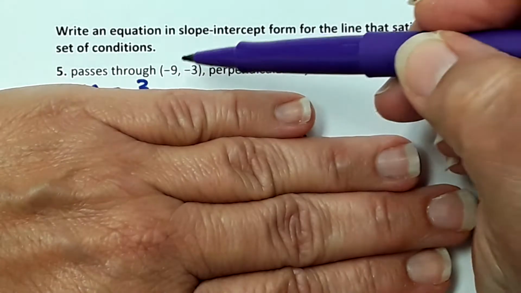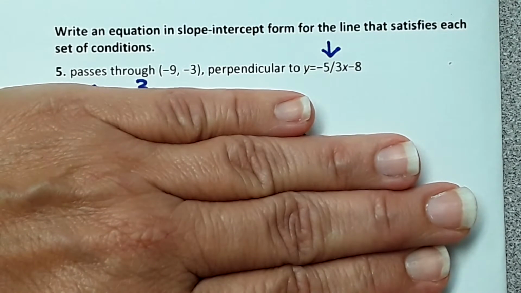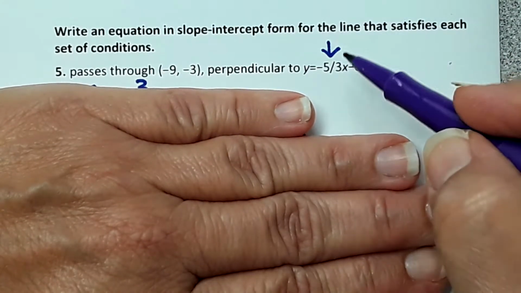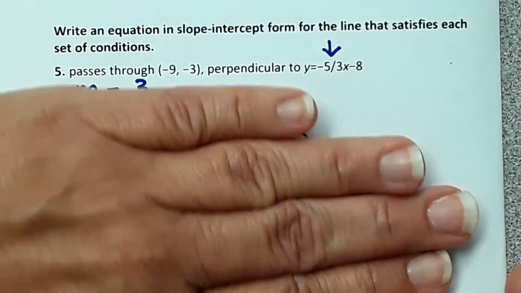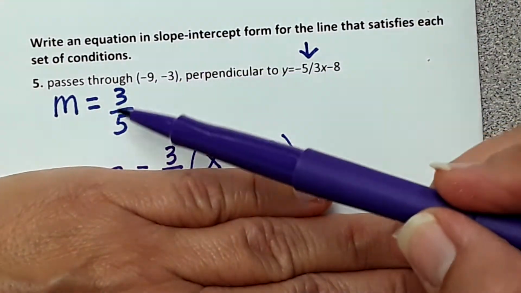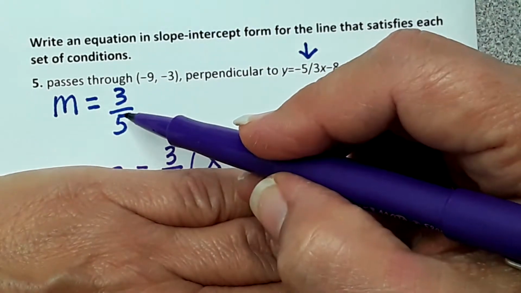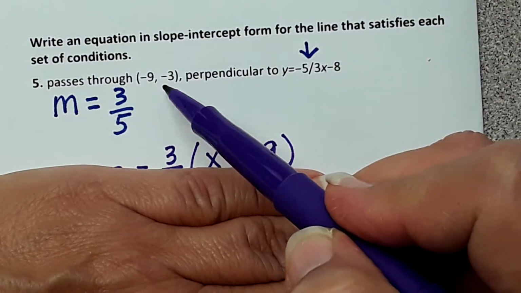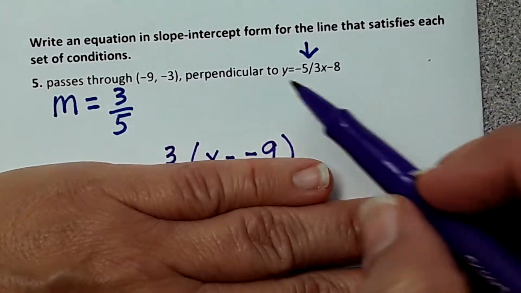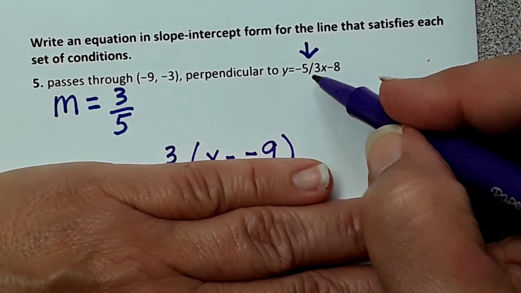We are going to write a line using this point, and there's something about this slope. So we learned in part 1 that perpendicular lines have opposite reciprocals. So if this line has a slope of -5/3, our new line should have a slope of 3/5. So I flipped over the fraction, and because this was negative, I made this positive. So now I'm going to use 3/5 and -9 and -3, and I'm going to write it in point slope form. Again, the only reason that I care about this line is for this slope.